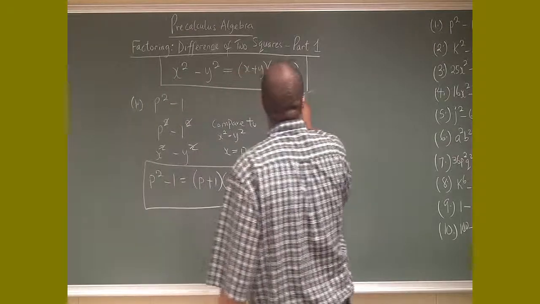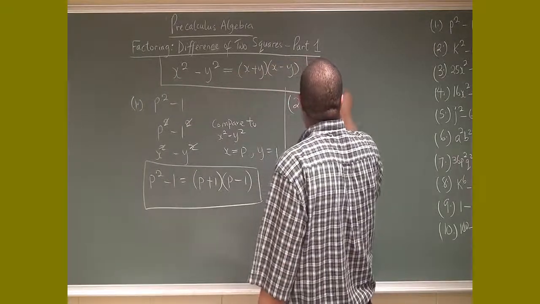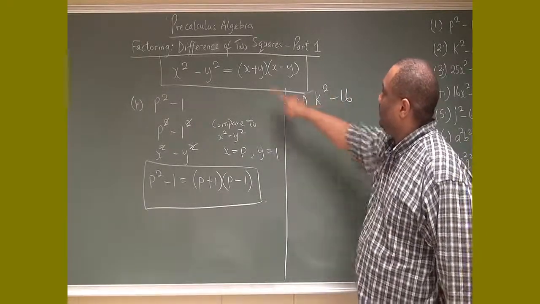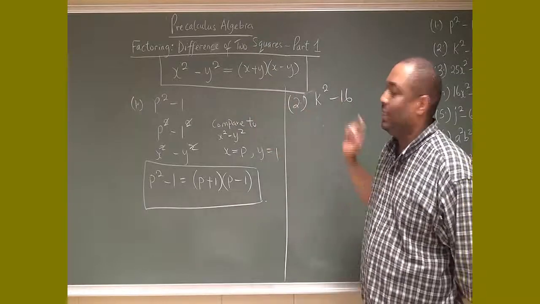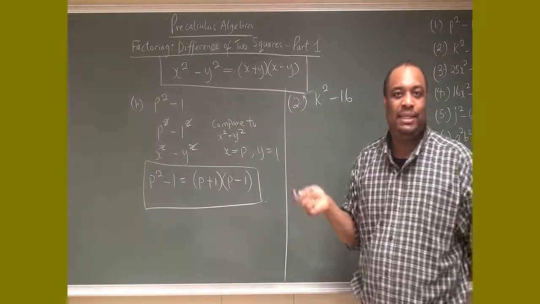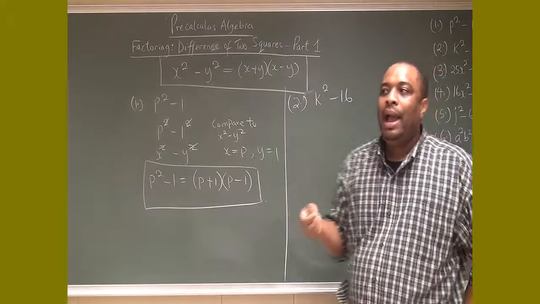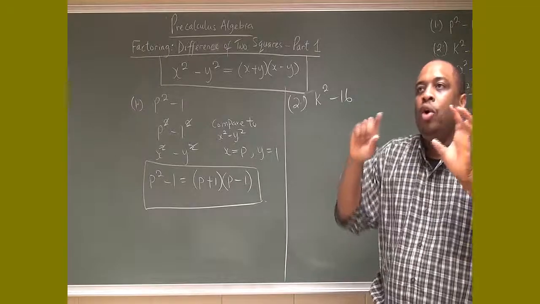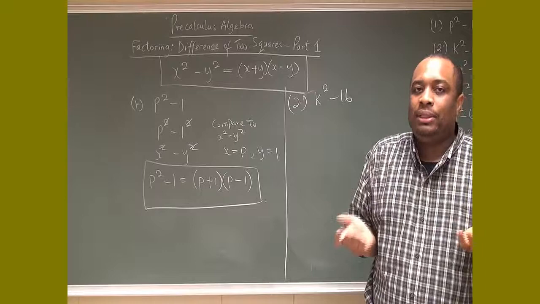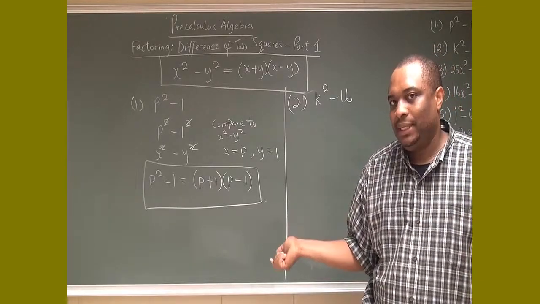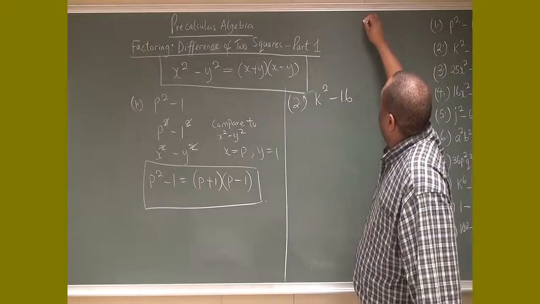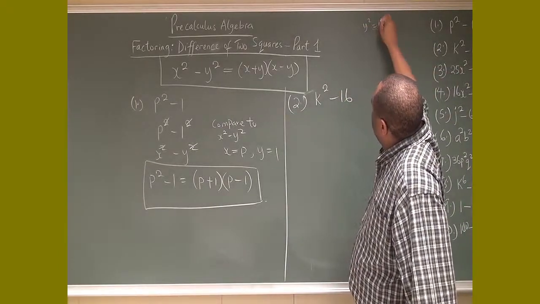Okay, question 2, k squared minus 16. So k squared is in the form of x squared, so here our x is k. We are good, right? But 16, how are we going to make 16 squared? The easiest thing is to ask yourself, what number will you square to give you 16? In other words, what is the square root of 16?